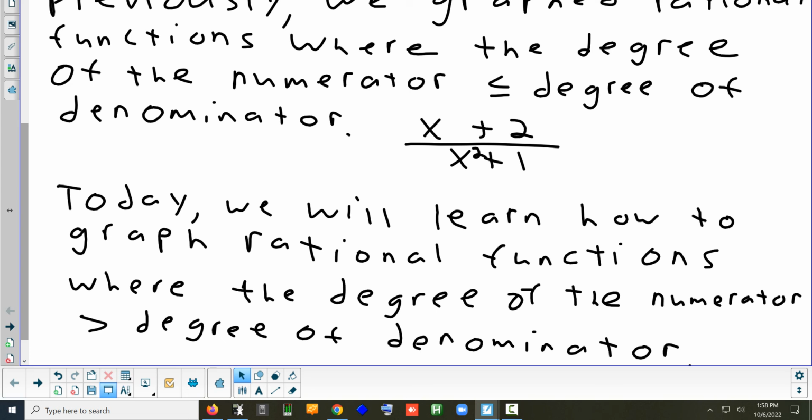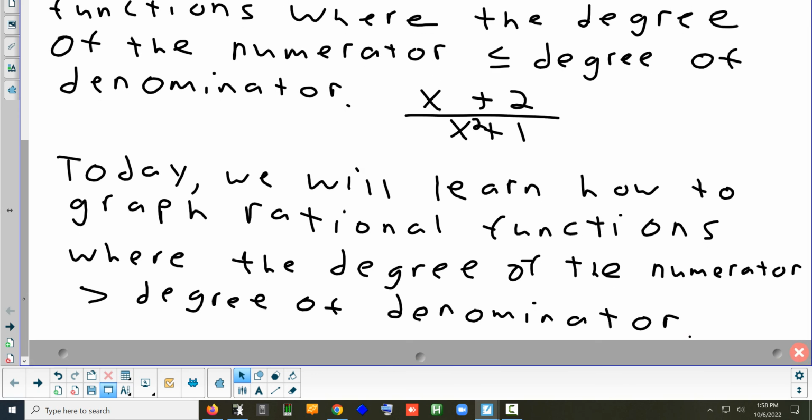Now we're going to look at what happens, actually, when I had it the other way, where the number in the top is bigger. Okay. When the number in the top is bigger, something a little different can happen. Okay, but that's what we're going to look at.